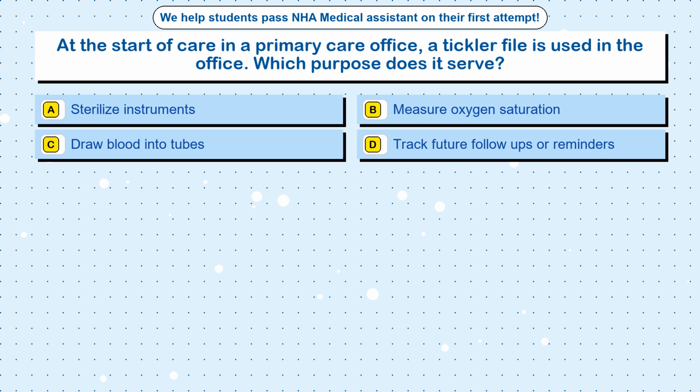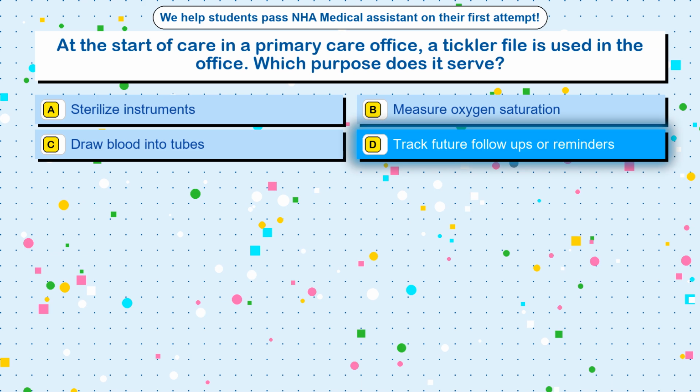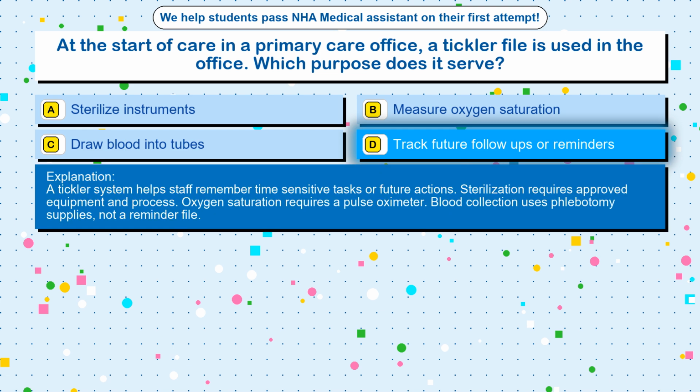Option A. Sterilize instruments. Option B. Measure oxygen saturation. Option C. Draw blood into tubes. Option D. Track future follow-ups or reminders. The correct answer is option D. Track future follow-ups or reminders. A tickler system helps staff remember time-sensitive tasks or future actions.